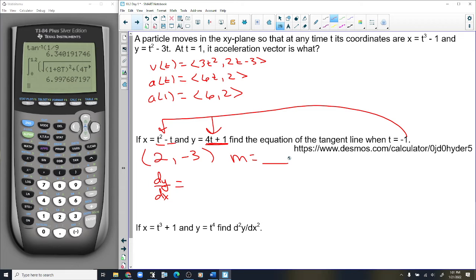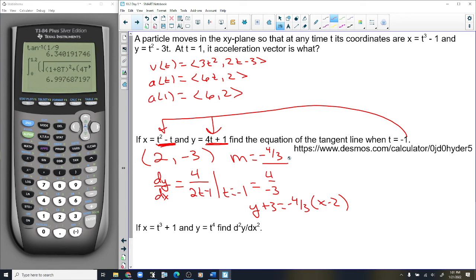The derivative of y is 4, and the derivative of x is 2t minus 1. Now we're evaluating that when t is negative 1. So 4 over negative 3, so negative 4 thirds. The tangent line is y plus 3 is equal to negative 4 thirds times x minus 2.